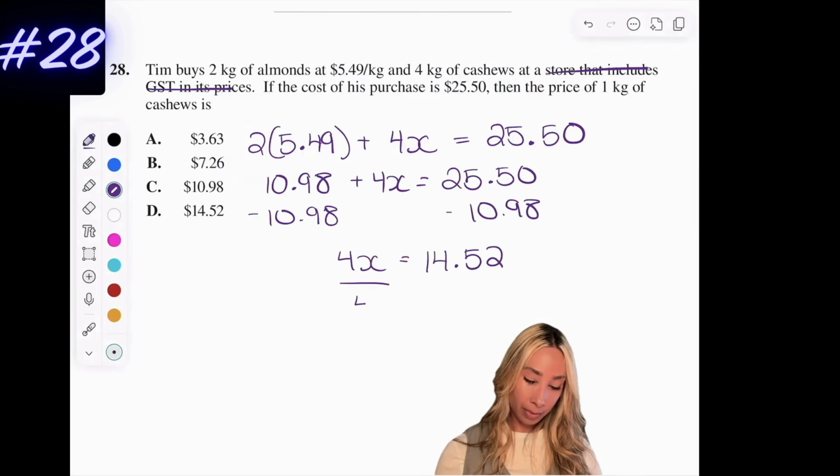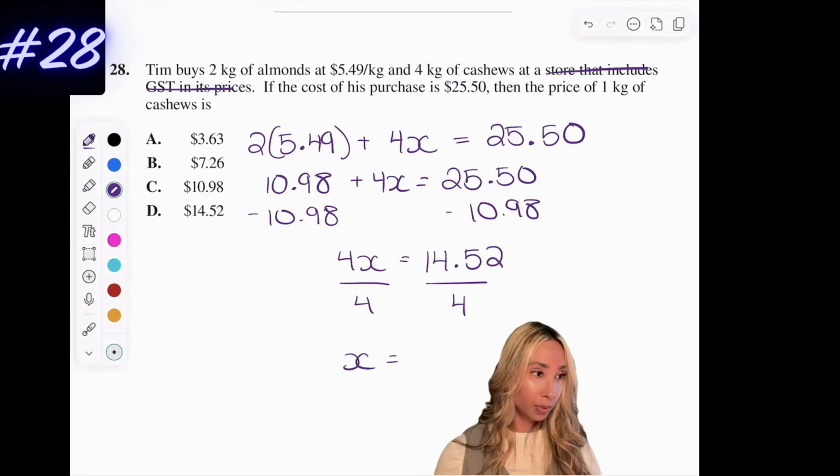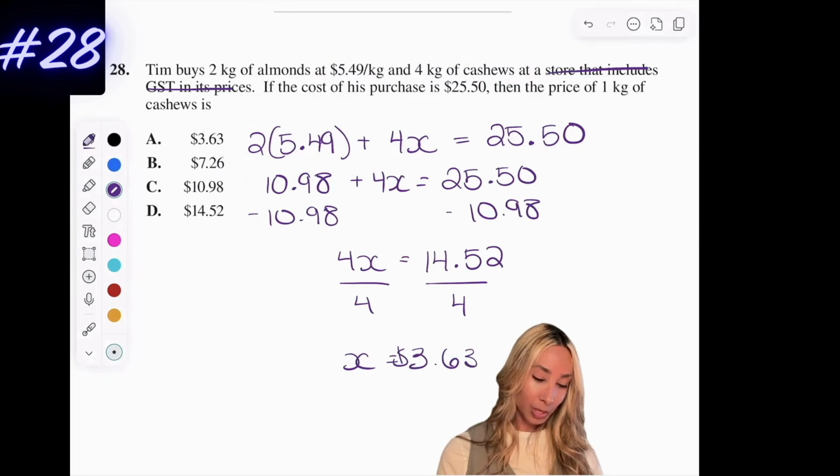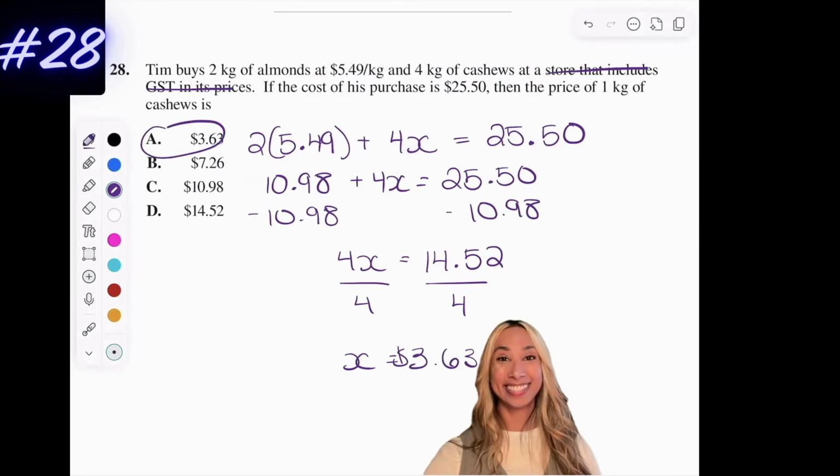And then we can divide both sides by 4. So x is equal to $3.63. So our option is A.